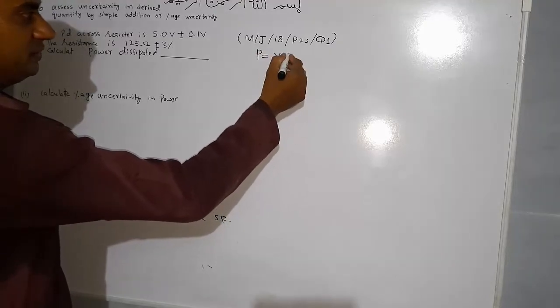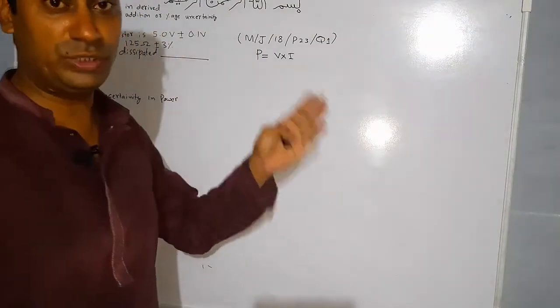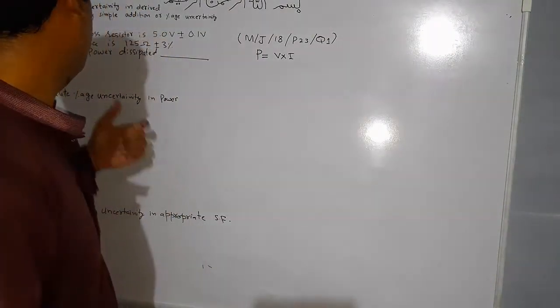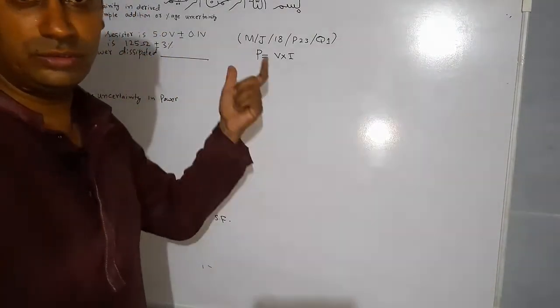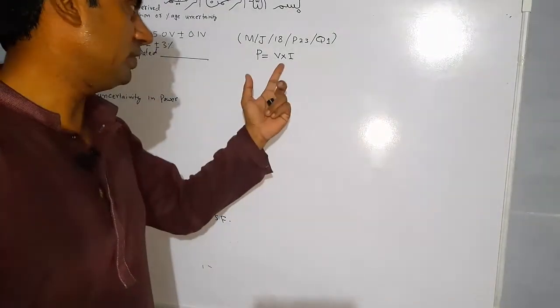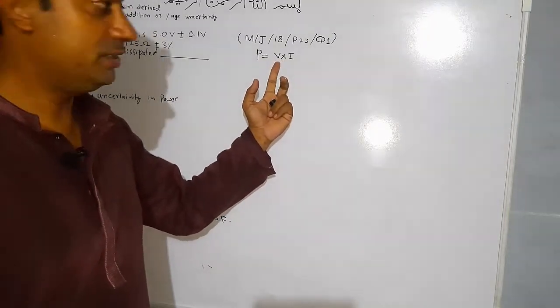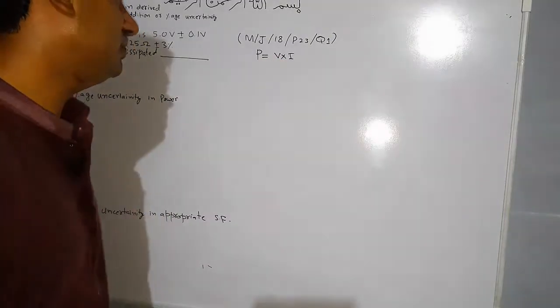Electric power is P is equal to V into I. No doubt P is equal to W over T, meaning the rate of doing work is called power. But nowhere is the work done given, and even the time is not given, so we do not apply that formula. Even these formulas are derived from the same rate of doing work, W over T. For this also we have P is equal to V into I.